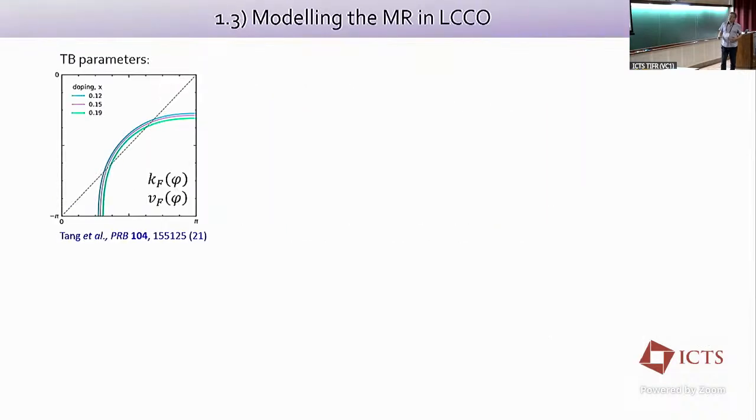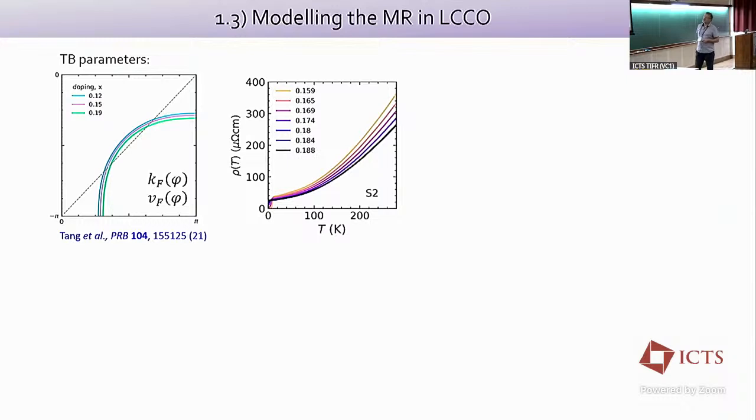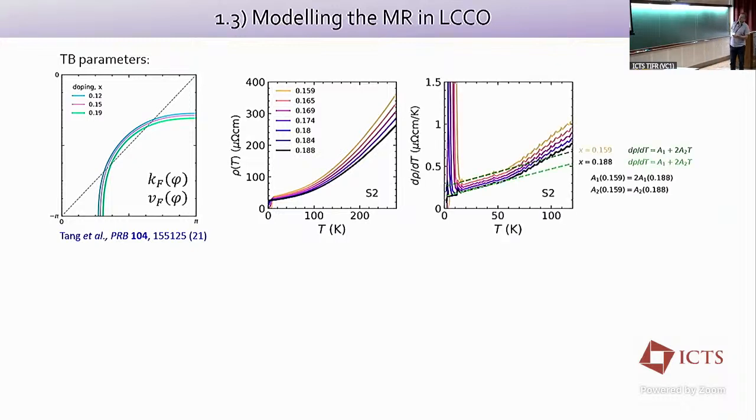Okay, so in order to proceed, we take the ARPES-derived Fermi surface for this material across the regime. We fit that to a tight binding, and that gives us our effective k_F and v_F. We're ignoring any warping along the c-axis in these simulations. And here is a set of the resistivities on the same film. What you notice, if you take the derivatives of these, is that below about 70 Kelvin the derivative is essentially a straight line with an intercept.